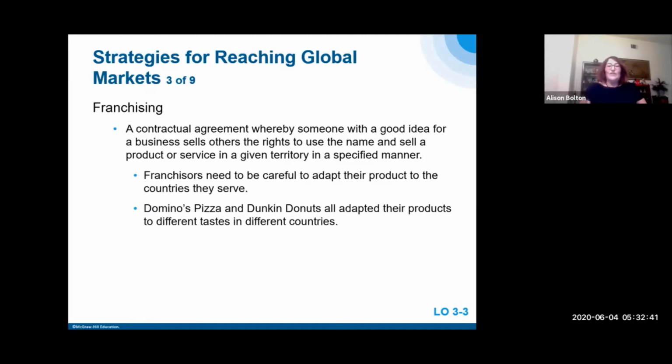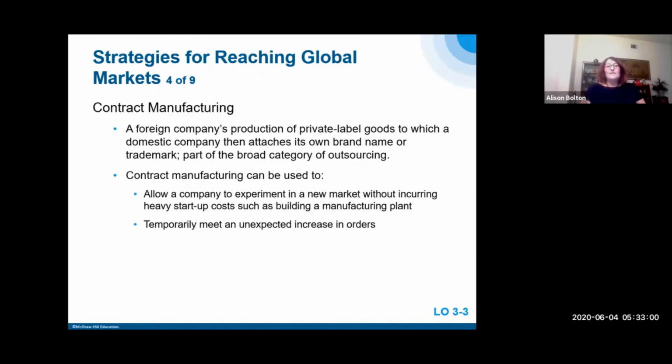Franchising, you get educated by the business. Some of them have schools you go to. You just need to know how to adapt your product to the country you're serving. And in some cases, it may be the look, it may be the taste, it may be the names based on the countries. So now when we think about contract manufacturing, a foreign company's production of private label goods.